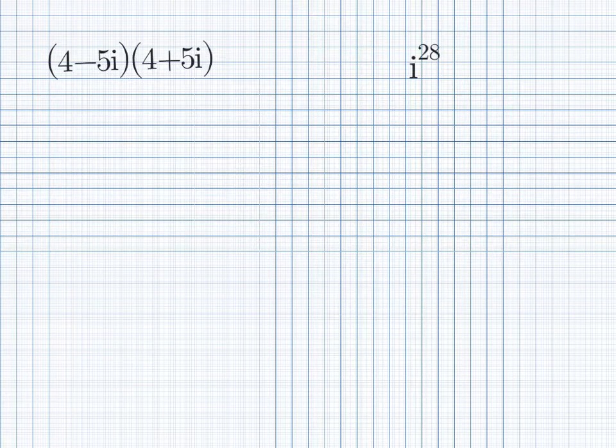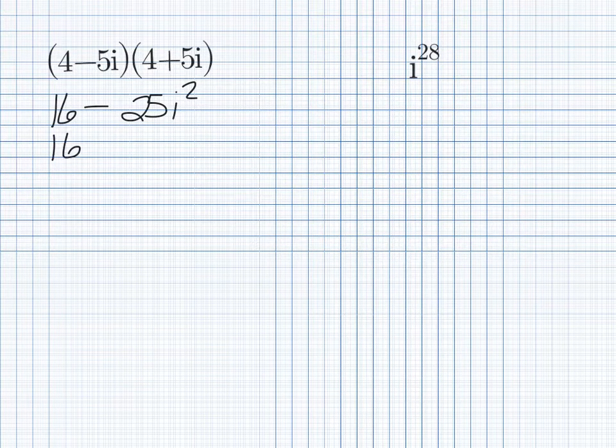In problem number 4, we're asked to simplify some expressions involving the imaginary unit i. So in the first part, we're asked to multiply 4 subtract 5i times 4 plus 5i. So looking at this thing, we can see that these are a conjugate pair. So that means we need to take the 4 and square it. So 4 times 4 is 16. And take the 5i and square it, so that's 25i squared. And then find the difference.